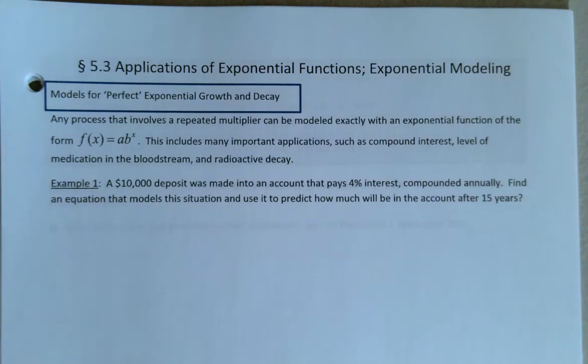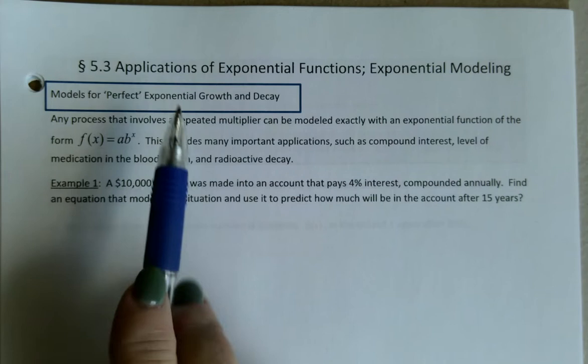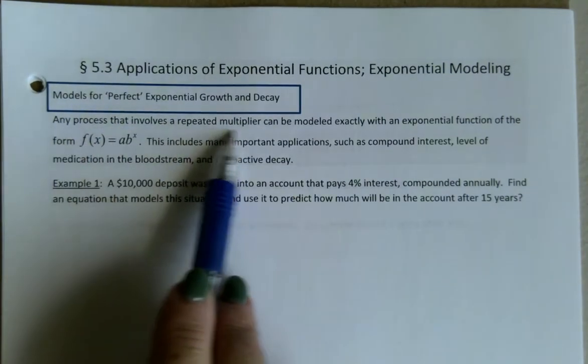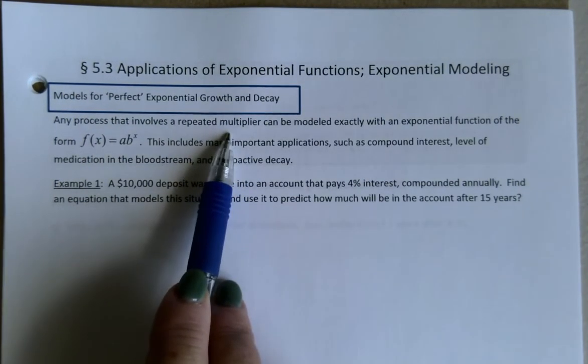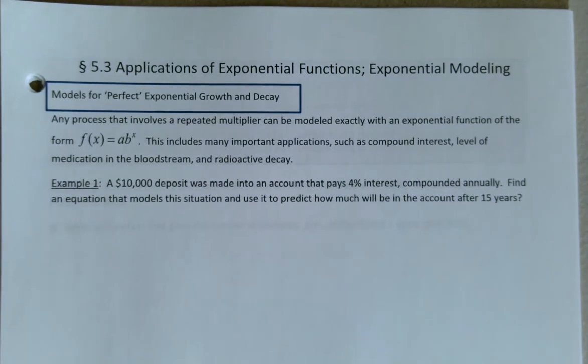In section 6.3, we're going to take a look at some examples of real-life situations that can be modeled by these exponential functions that we've been talking about. Typically, we know that in an exponential model, when x goes up by 1, y goes up by some repeated multiplier. So what we'll be looking at is processes that involve that repeated multiplier, because those are the ones that we know will work with our exponential functions.